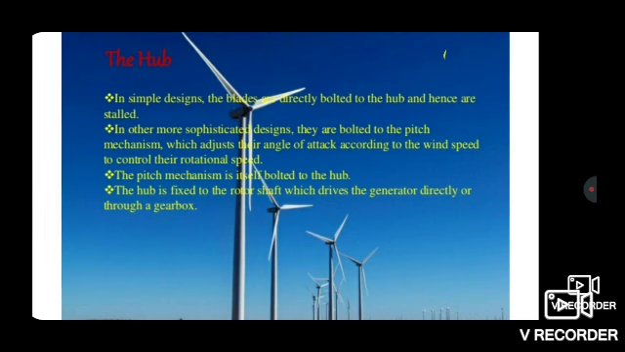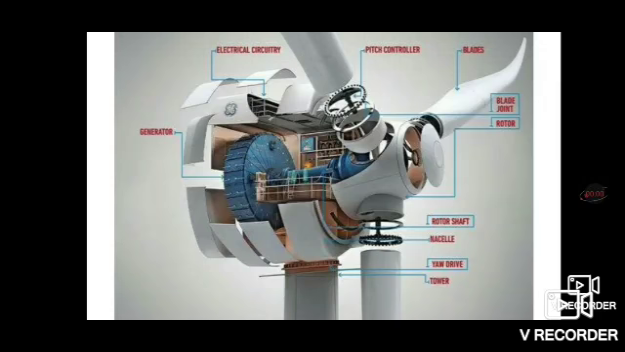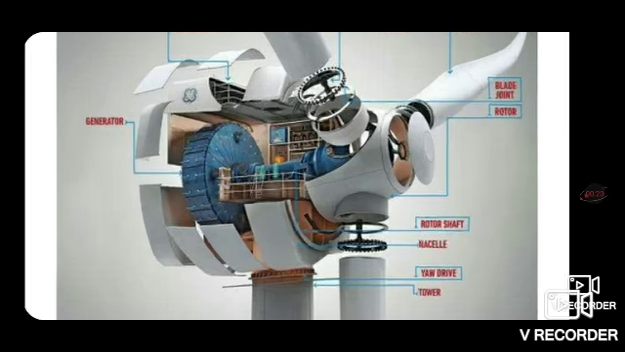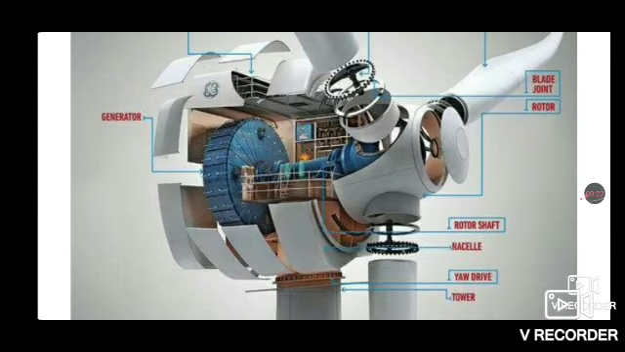Let us see the inner construction of the hub. There will be a generator, and there will be electric circuitry and pitch controller. It is a pitch controller mechanism. There is a blade joint, rotor shaft, then yaw drive, finally tower.